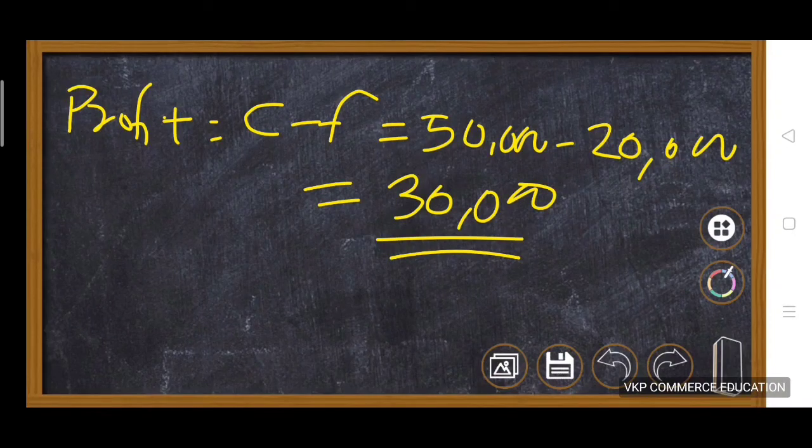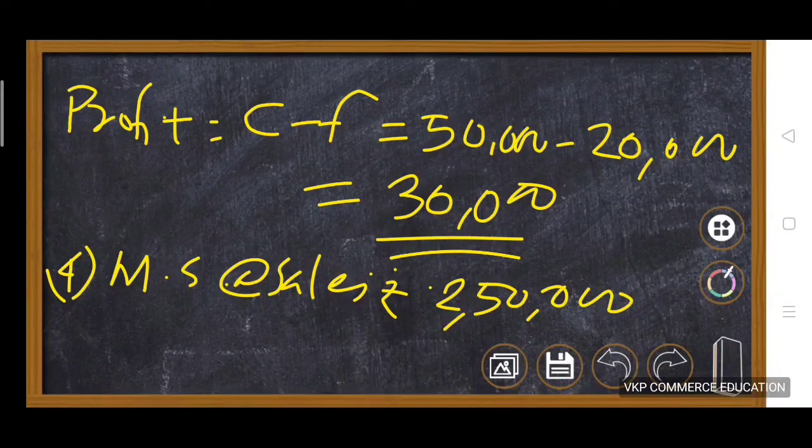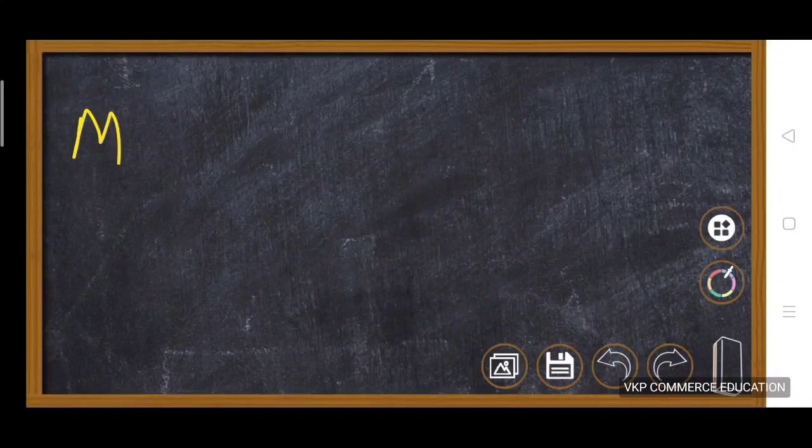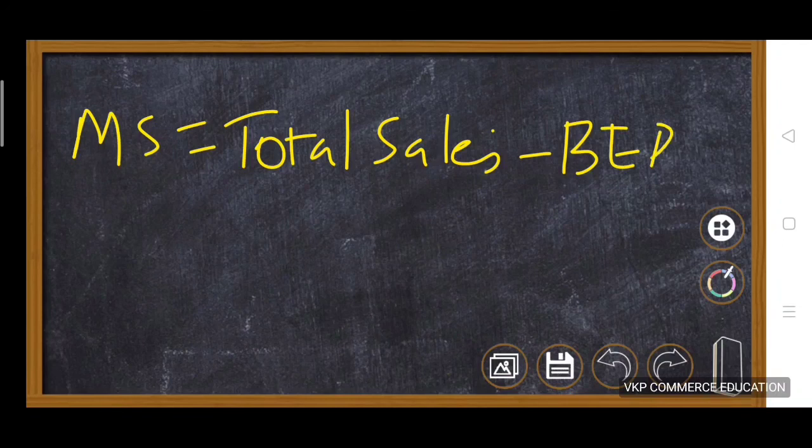Okay, let us do the other part of the question, that is margin of safety at the rate sales is rupees 2,50,000. What will be the margin of safety at the rate sales rupees 2,50,000? Margin of safety is equal to total sales minus break even point sales, or BEP sales.